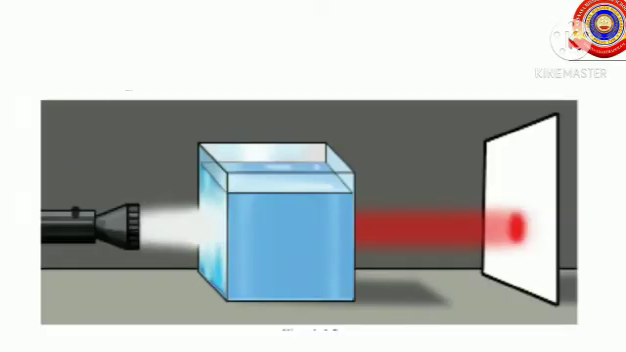Procedure. Water is taken in a beaker as shown in this figure. Allow light from a torch to fall on the water from one side of the beaker. The light emerging from the beaker is focused on a white screen. Sodium thiosulfate is dissolved in water in the beaker at the rate of 2 gram per liter. Add 1 or 2 drops of hydrochloric acid to the water in the beaker. Then observe the gradual change in the color of light in the solution and on the screen.